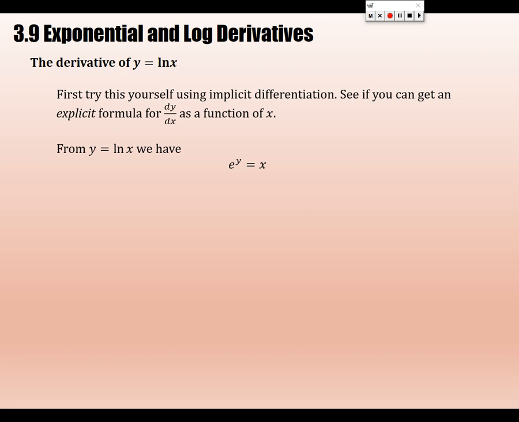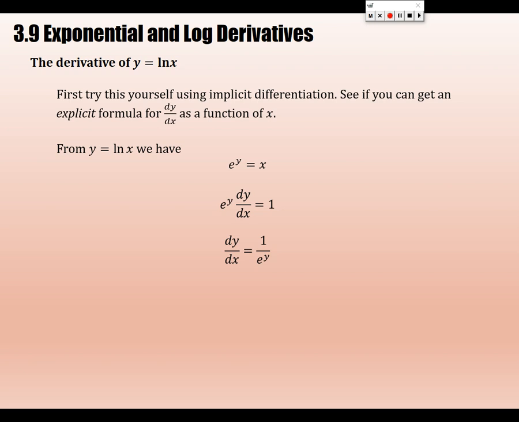What is it? e to the y times dy dx, right? Well, you can say ln e if you like, but that's just 1. And then the derivative of x is 1. So far so good? The derivative of e to the y is e to the y times whatever dy dx is, chain rule. And the derivative of x with respect to x is 1. Solving for dy dx gives 1 over e to the y.